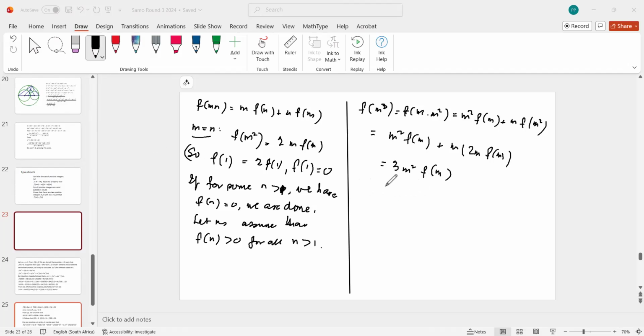We don't really need it. That is why I'm not going to bother about it. But in fact, f of m to the power of k is always equal to k times m to the k minus 1 times f of m. And I'll leave this to you to prove it. Okay.